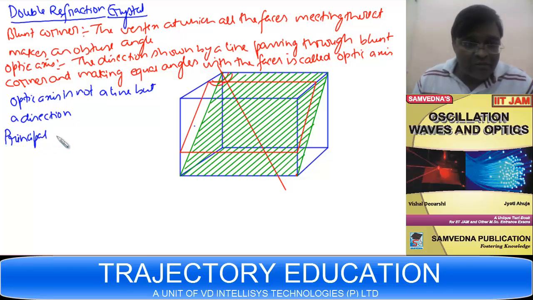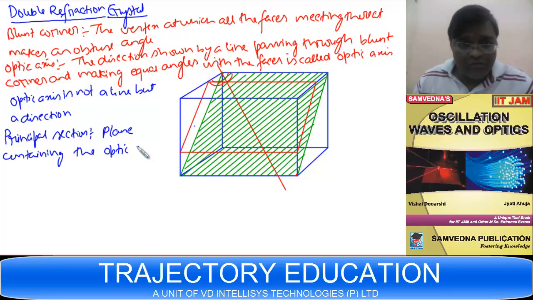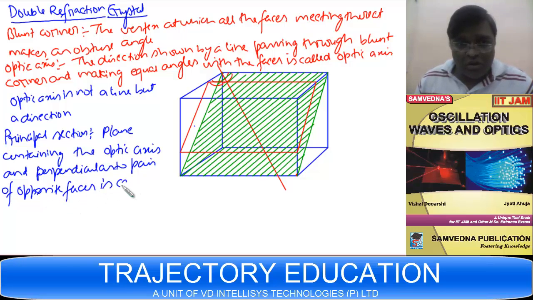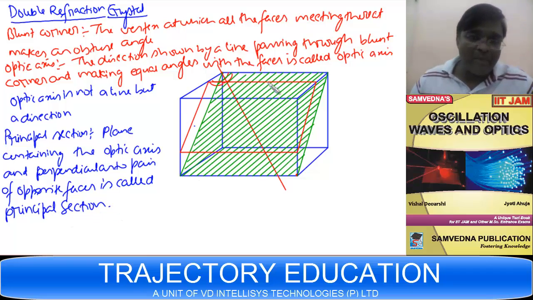I can define principal section as, these terms are very important: a plane containing the optic axis and perpendicular to a pair of opposite faces is called principal section. We call it principal section.